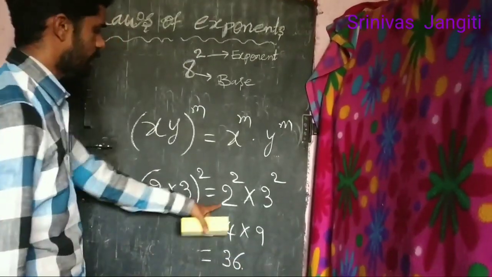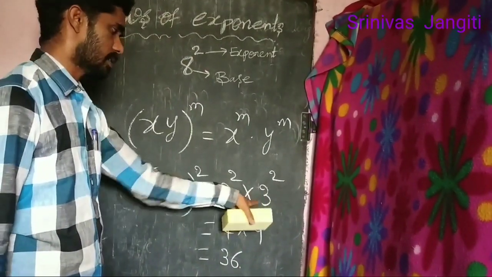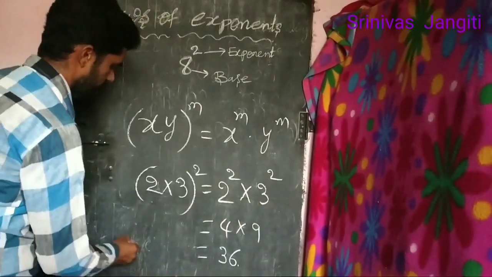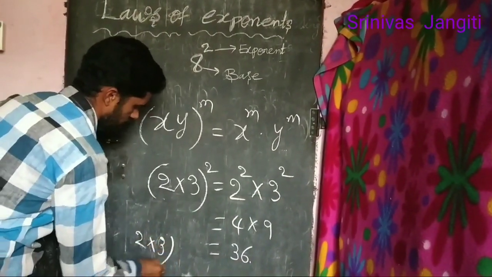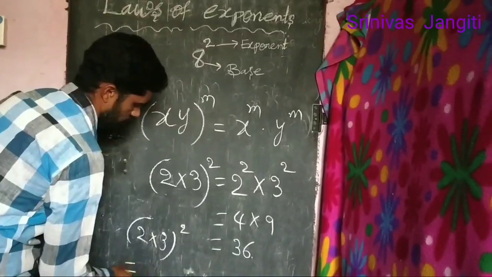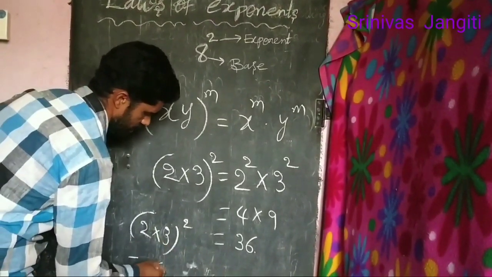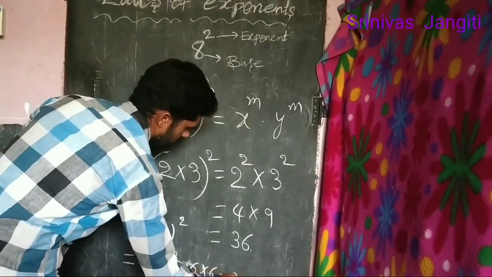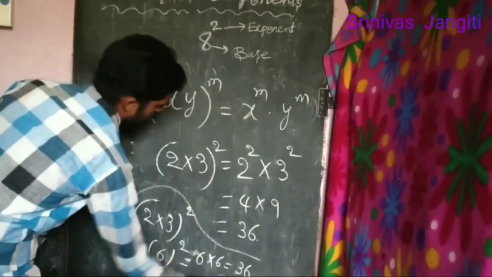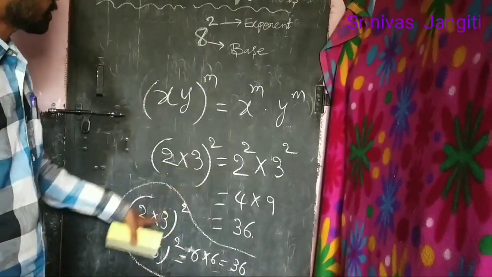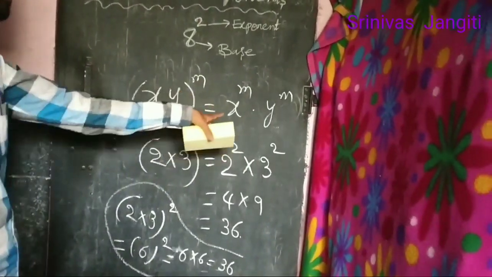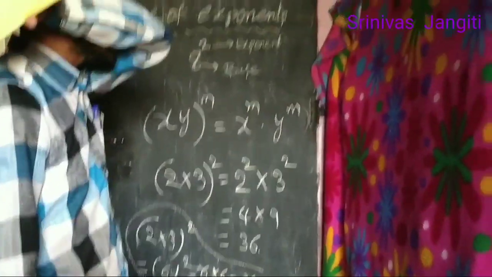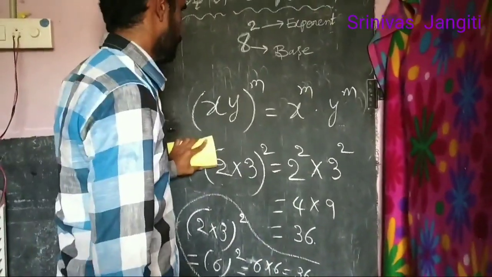It is one way. Otherwise, what is this here? This is also. What is the way? Another way? 2 into 3 whole square, like that, is 2 3s are 6 whole square. 6 whole square means 6 into 6, that is 36 only now. So you got the same result now. You understood this? So simple. x y whole to the power of m is equal to x to the power of m into y to the power of m. Right?